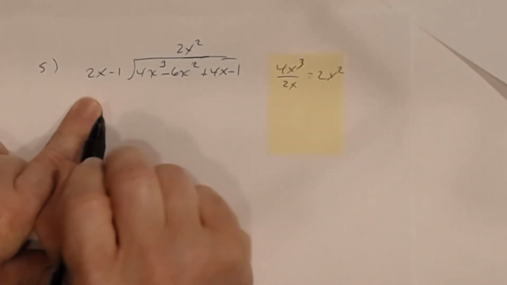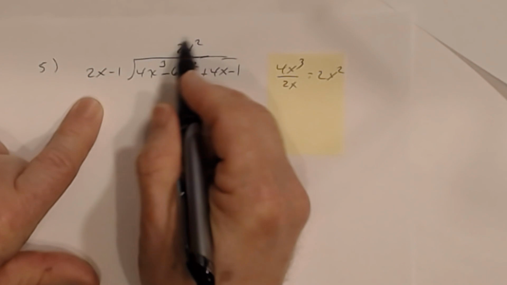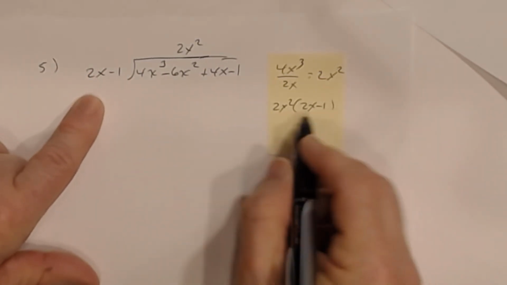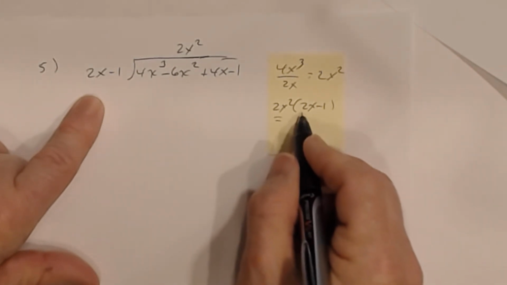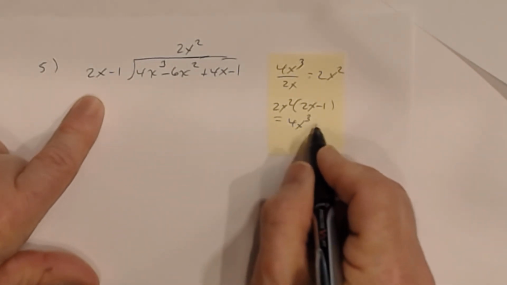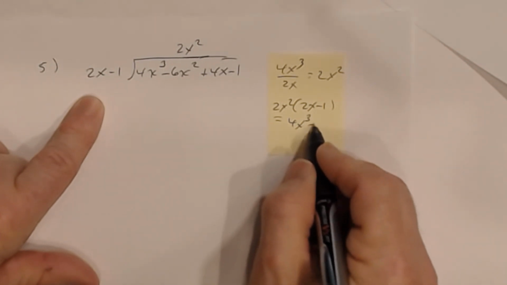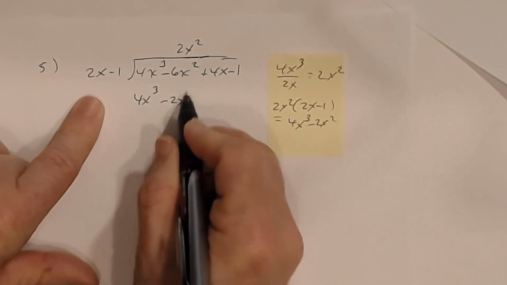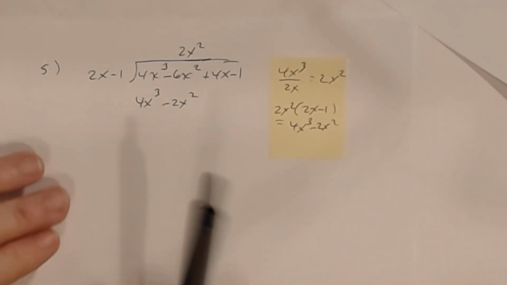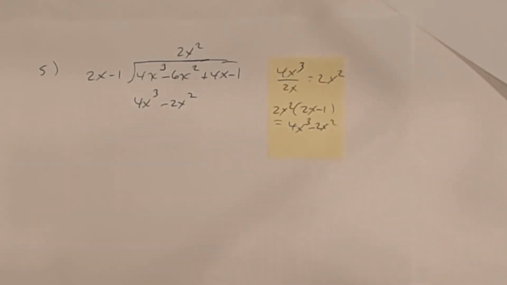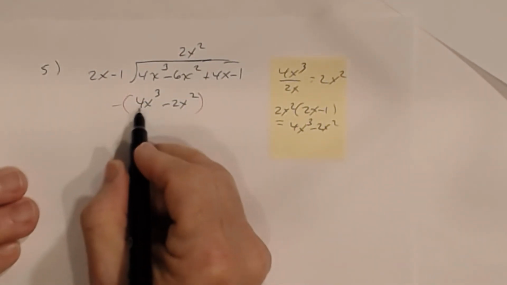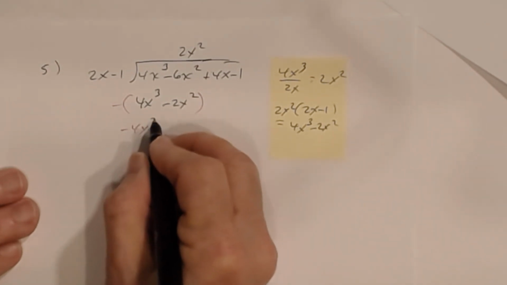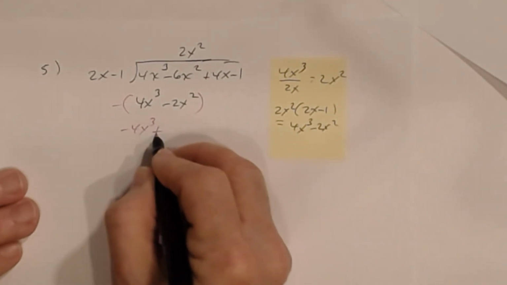So 2x squared. Then you're going to multiply the quotient times the divisor. So 2x squared times 2x minus 1. Then distribute. That's 2x squared times 2x is 4x cubed. 2x squared times a negative 1 is a negative 2x squared. So that goes here: 4x cubed minus 2x squared. Now, notice that these are the same. That's what you wanted, right? But you got to subtract. And so when I subtract and get rid of the parentheses, the opposite of 4x cubed is a negative 4x cubed. The opposite of a negative 2x squared is a positive 2x squared.